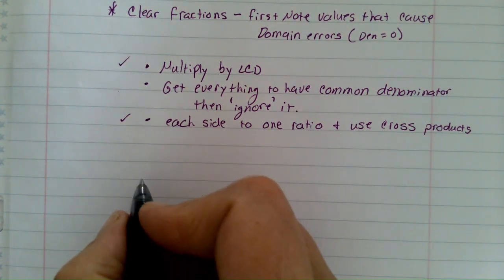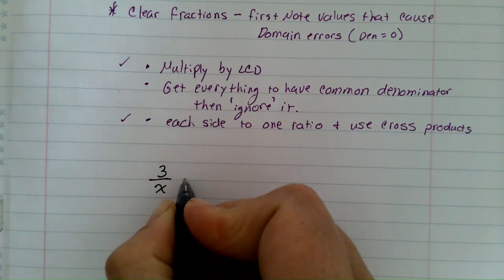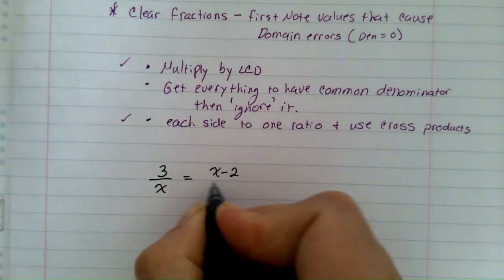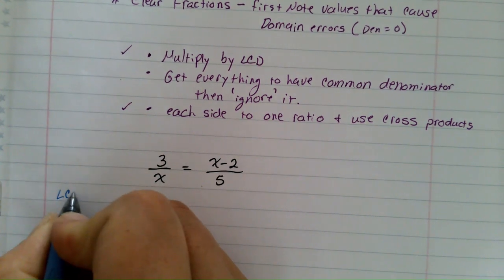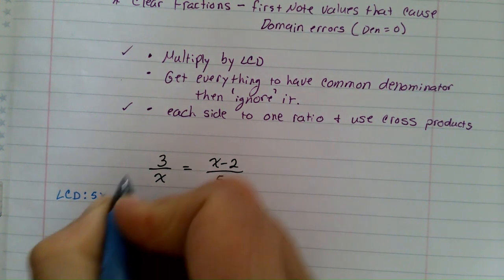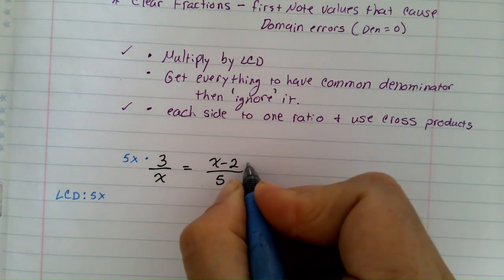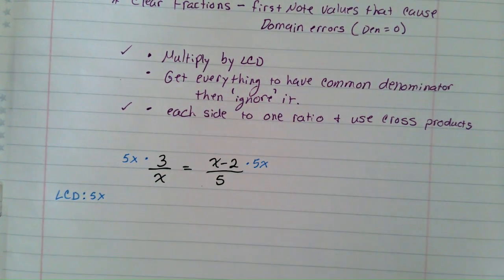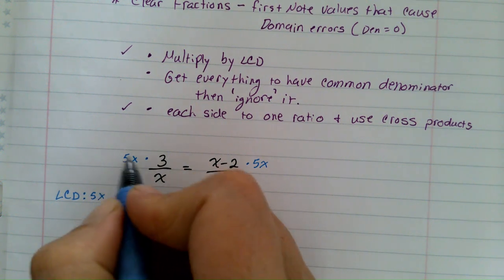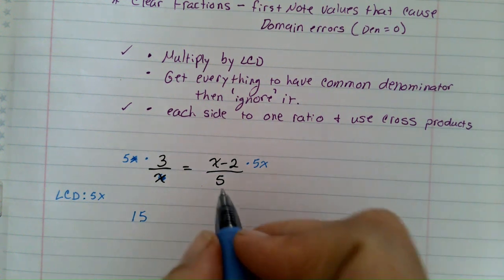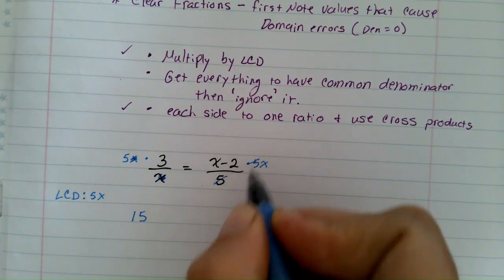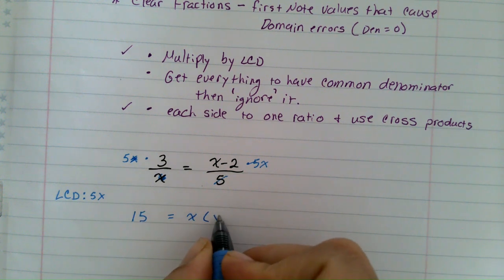So our first example is going to read 3 over x equals x minus 2 over 5. I'm actually going to compare all three. So if I were to get a common denominator, my common denominator would be 5x. So if I multiply this side by 5x, and I multiply this side by 5x, here we would get 15x over x, but the x's are canceling out. So we just get 15. Here, the 5's will cancel out, and we'll be left with x over x minus 2.